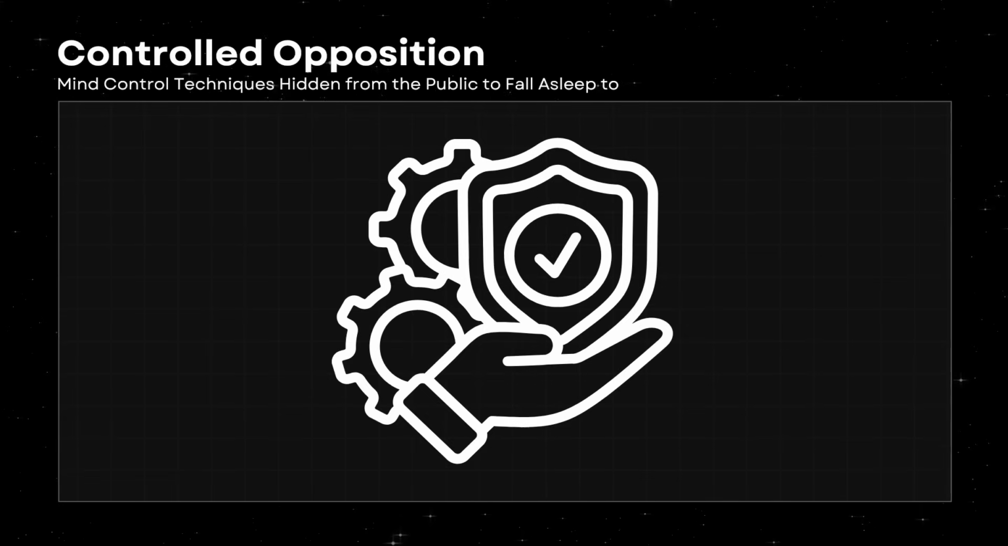Controlled opposition is a tactic where the same power that pushes a message also sets up the people who appear to oppose it. These fake adversaries look like critics or rebels, but they work to serve the same goal as the original force. By controlling both sides of a debate, the system shapes public opinion, blocks true resistance, and protects its own interests. This method works by giving people the illusion of choice.